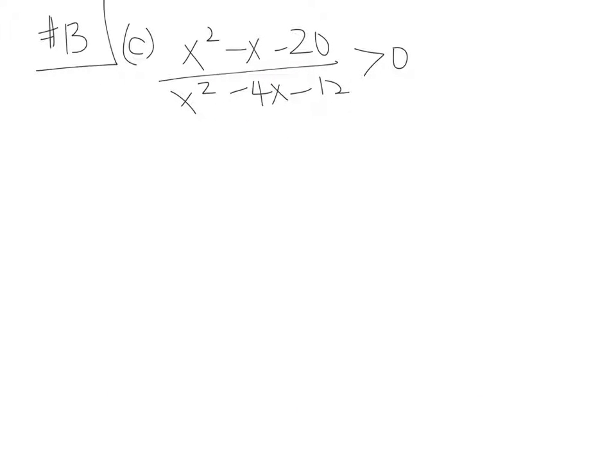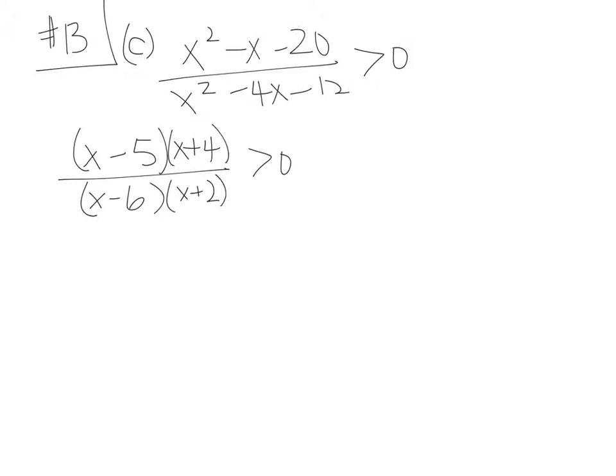By factoring the top and the bottom, I'm going to be able to find out some critical points, the x-intercepts and the asymptotes. So I'd like to go ahead and factor both the top and bottom. So I factored the top and the bottom, so I'm going to list the critical points, or the key points. The x-intercepts will be 5 and negative 4. The vertical asymptotes will be x equals 6 and x equals negative 2.